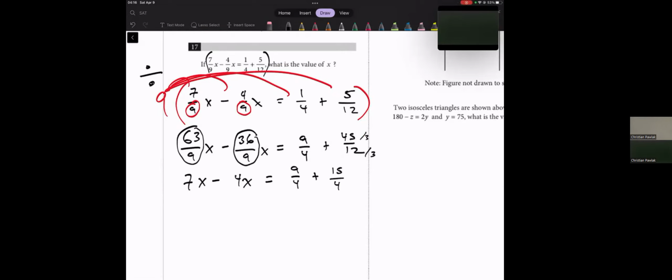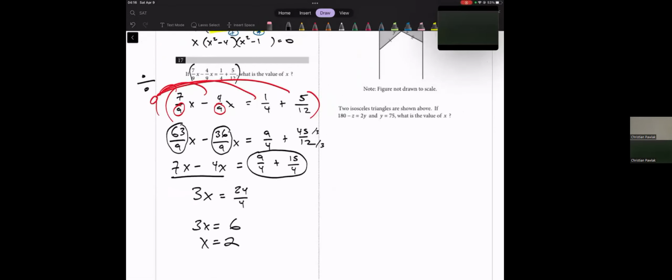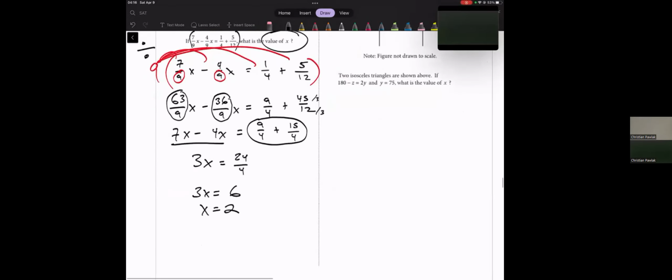That allows for a lot of nice things to happen. For example, I can combine like terms on this side and I get 3x. I can even combine like terms on this side and I get 9 plus 15 is equal to 24 over 4, which reduces to 3x equals 6. So therefore, x is equal to 2. Was my goal to find x equals 2, or was my goal to find something else like x plus 7? No, it just says what is the value of x? So I would grid in 2.